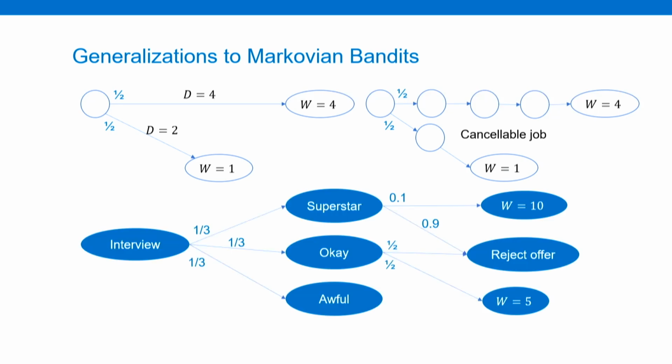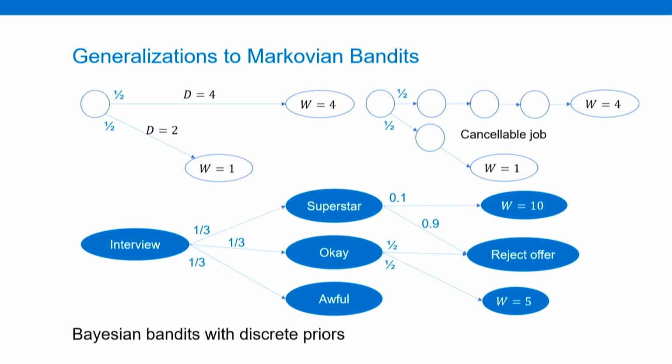Coming back to the interview example, you can also build complicated examples where, maybe I interview someone. A third of the time, they're a superstar. A third of the time, they're OK. A third of the time, they're awful, and I never talk to them again. If they're a superstar, I can further probe them again and make them an offer. 0.1% of the time, they accept, but I get a really big reward. Otherwise, they reject. If they get to the OK state, then when I make them an offer, they accept with probability a half. They accept with a higher probability, but their reward's lower.